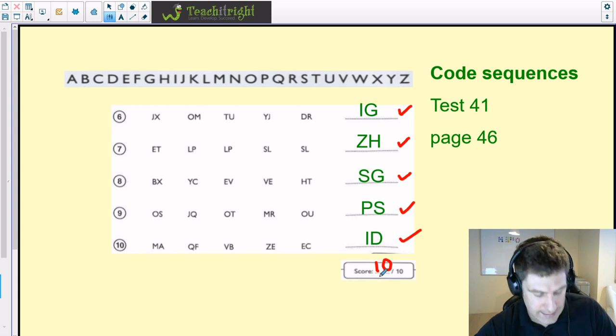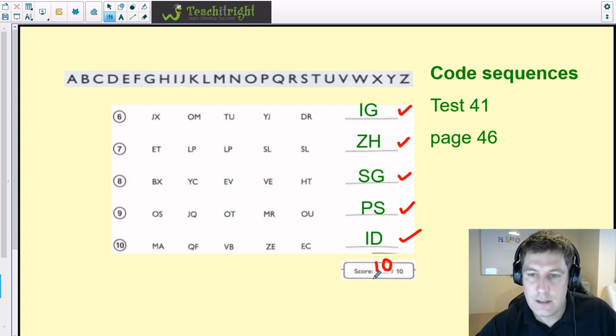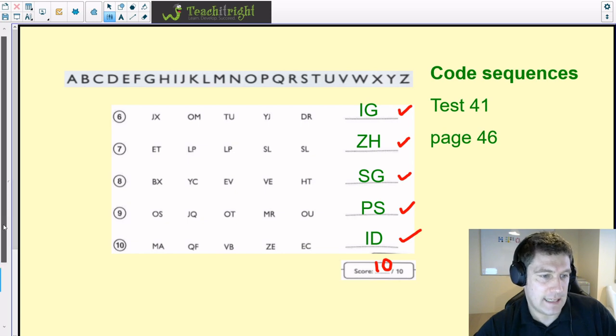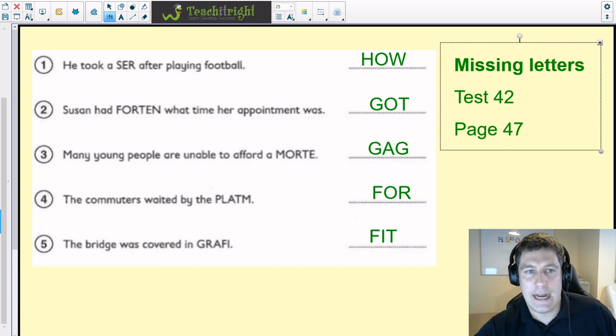And the last one, ID, first letter was +4, +5, +4, +5, +4. And the second letter was every other letter, +1, -1. So brilliant. Well done if you managed to get 10 out of 10 or even close to 10 out of 10 on those particular ones. I'm going to have a look now at the second lot of missing letter questions that you had for your homework. You now need to go to test 42, and that's page 47.